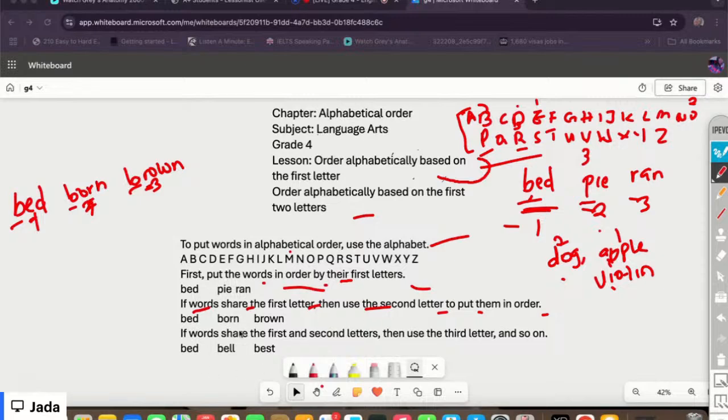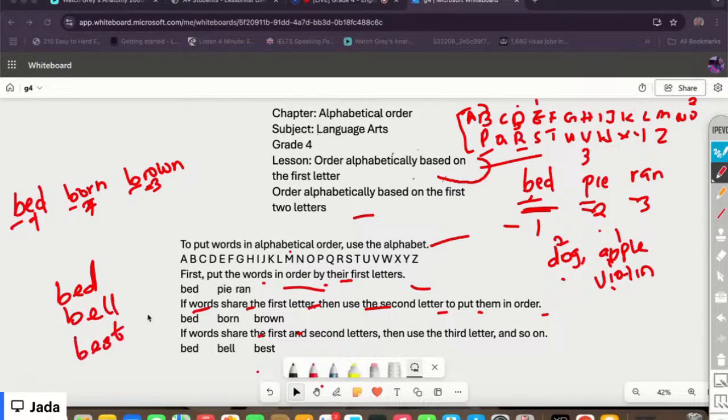Okay, so if words share the first and second letters, then use the third letter, and so on. So it goes on and on. If it has the first letters the same, you have to check the second, and if the second letter is the same, you also have to check the third. Okay, so just like this one, we have bed, we have bell, and we have best.